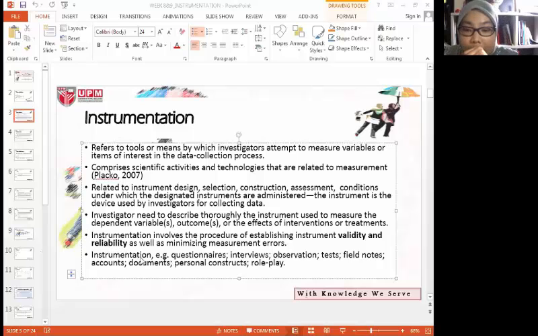Instrumentation can be questionnaires, interviews, observation, tests, field notes, accounts, documents, personal constructs, and role play. These are examples of instrumentation or the data collection procedures that you can use to get the data for your study.